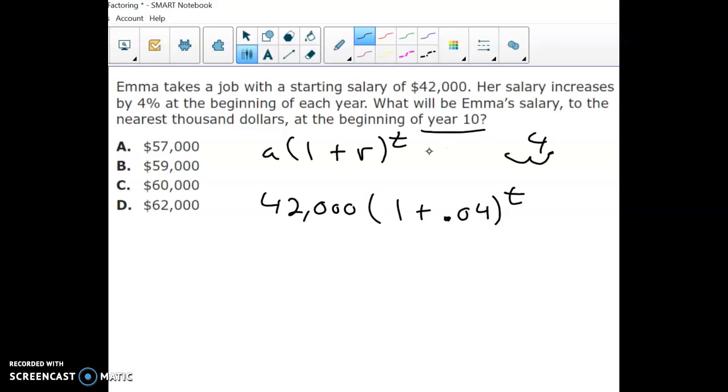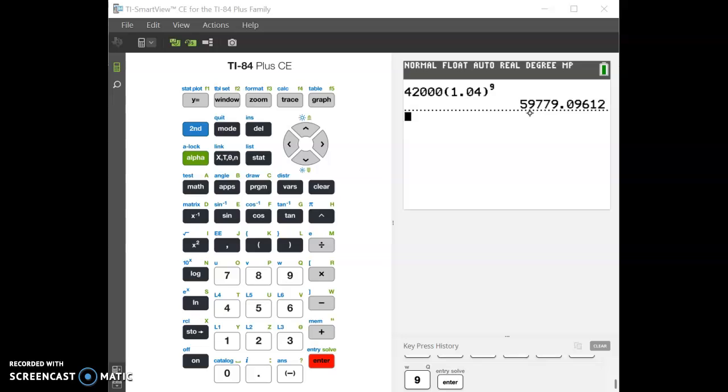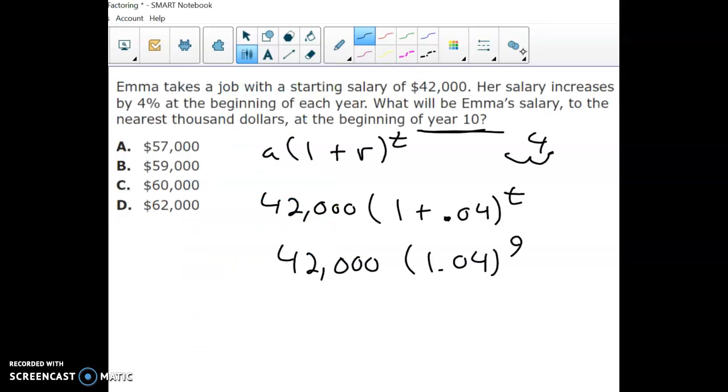And what I think is really confusing on this, and actually why this is somewhat of a poor question, is the exponent isn't 10, right? Because she doesn't get a raise the first year, and we're at the beginning of the 10th year, she's only had 9 raises. So I think the way it's worded, you have to be careful because they want the exponent to be 9. So if you put that in your calculator, you will get no more than 59,000. So to the nearest $1,000, that would be $60,000.